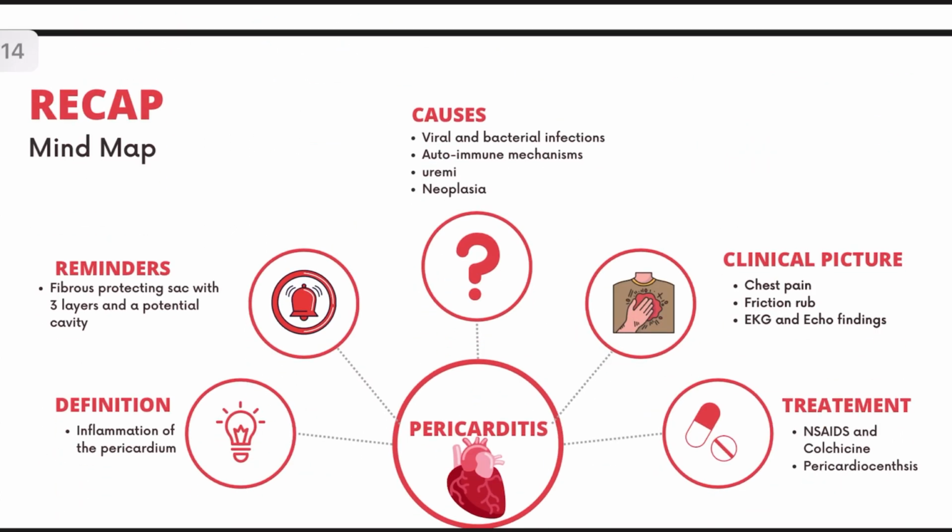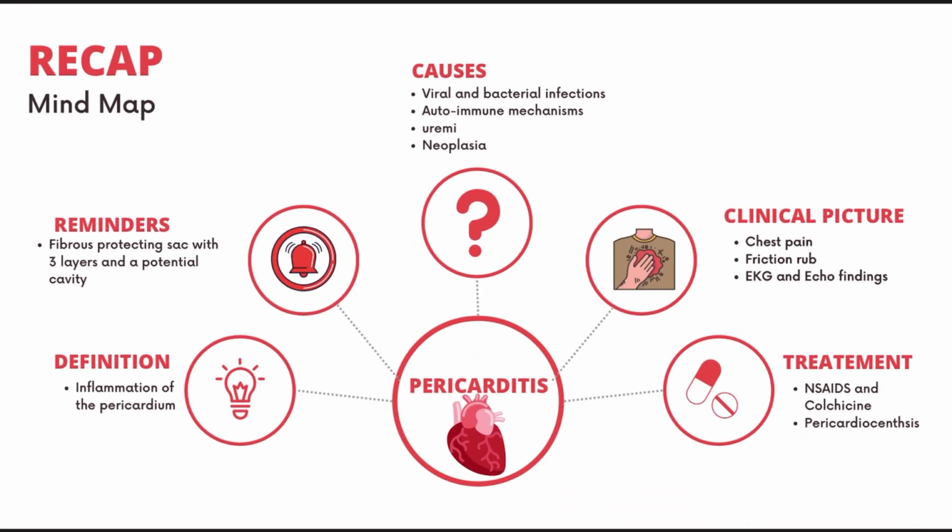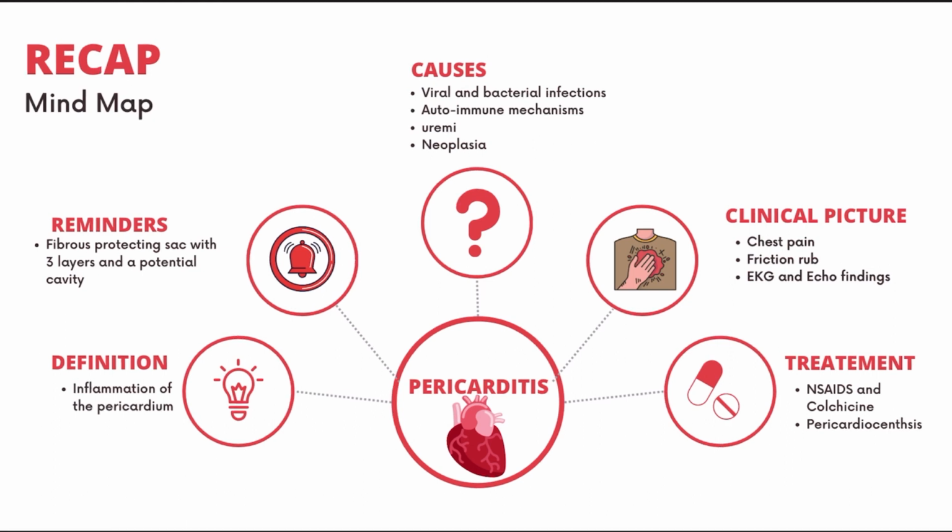So, as a quick recap, pericarditis is the inflammation of the pericardial layers protecting the heart. The most common causes are viral and bacterial infections, autoimmune diseases, uremia, and neoplasia. The clinical picture consists of a characteristic chest pain and a friction rub. The diagnosis can be confirmed by running an EKG and an echo. Treatment is based on NSAIDs associated with colchicine. That would be all for today's video.